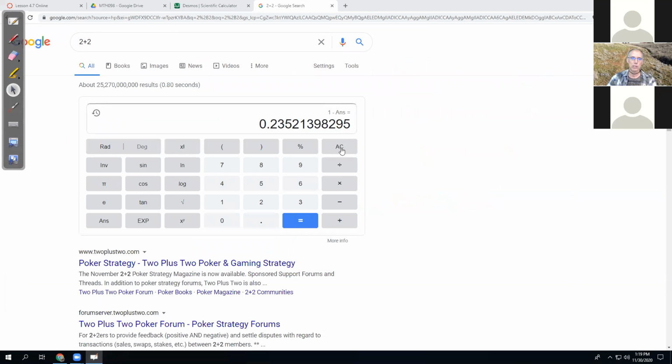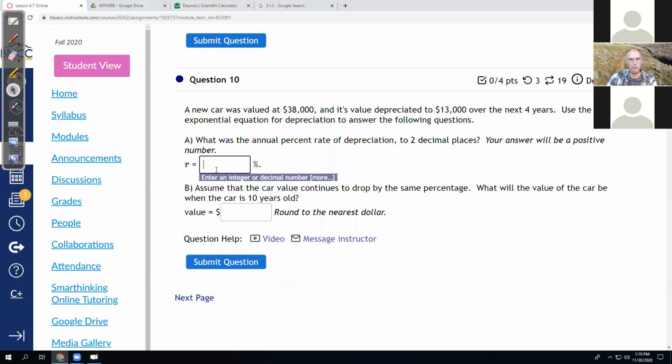So clear. 38,000 times 0.765 raised to the power 4, and hopefully, yeah, that's pretty close to 13,000. I rounded to 1/10%, and so it's a few dollars off, but it's close to 13,000. So I think I'm right. All right, so I've got this, that's 23.5.